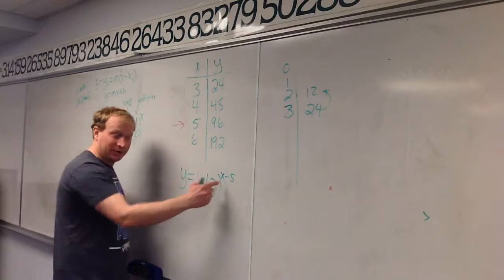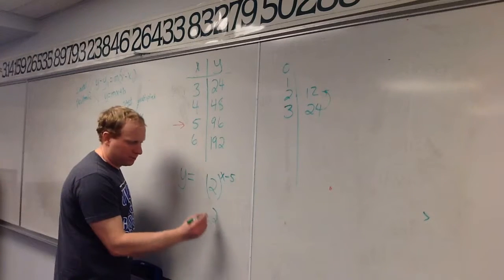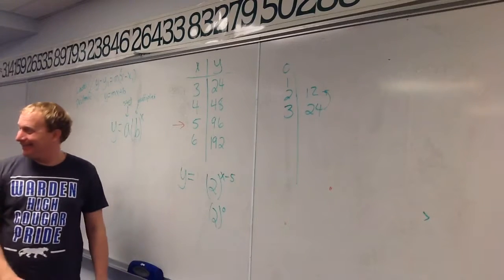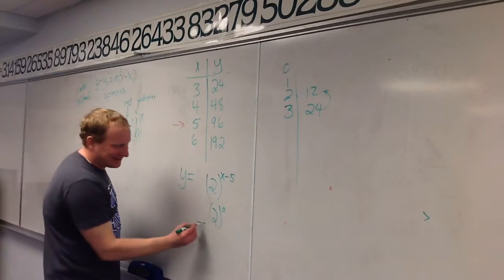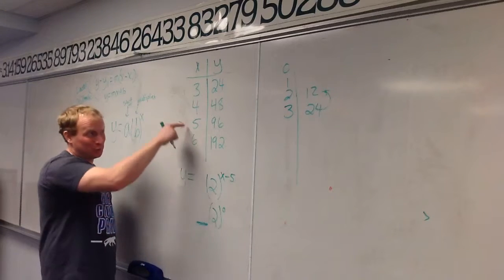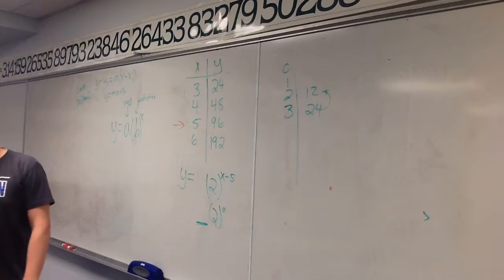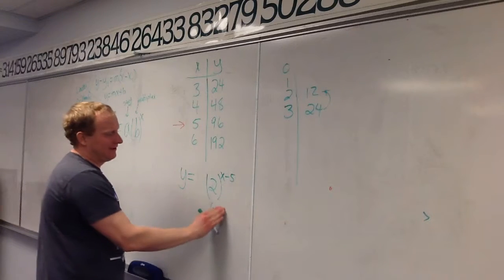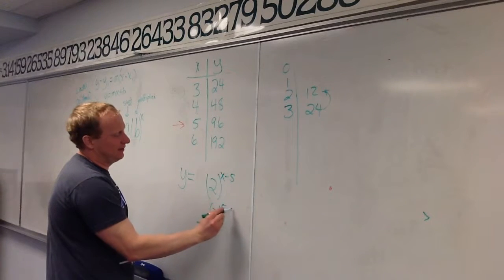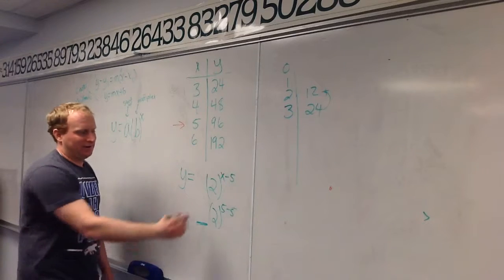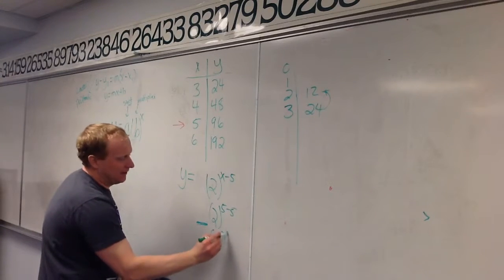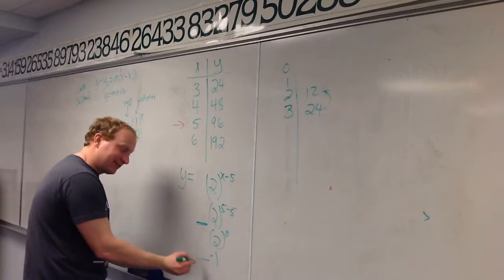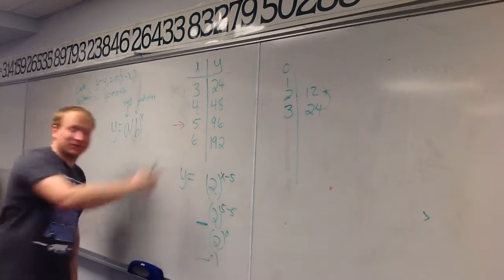What's 2 to the 0 power? Zero. What? That's 1. We were just talking about that. So what does this number need to be in order for this rule to work for that point? If I plug in 5 for x, I get 5 minus 5, which is 0. 2 to the 0 power is 1. So what does this number need to be so that this rule works for that point?